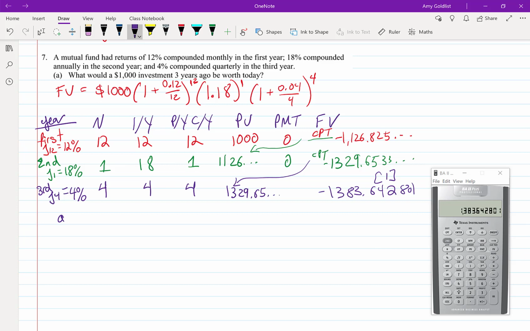So the answer for A is the future value is $1,383.64. And you can go up here and see I've done this on my own off camera, and I did get the exact same answer, which is nice to know.